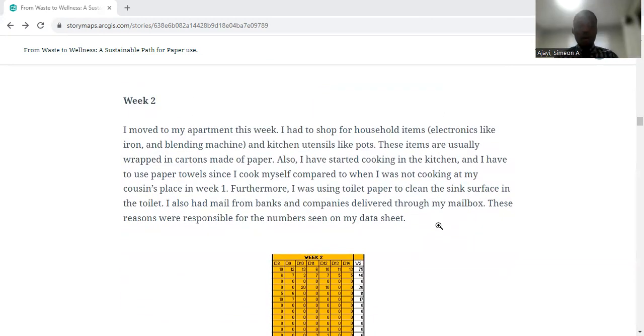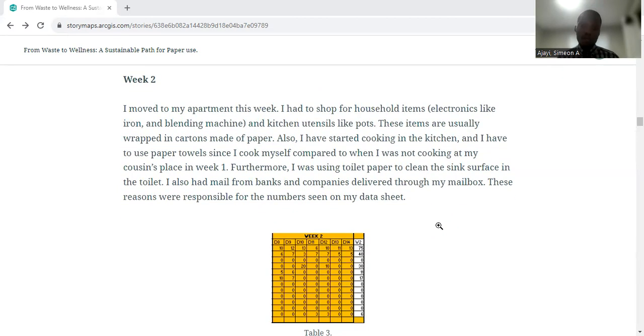In this week, I moved to my apartment. I had to shop for household items, electronics like irons and a blending machine, and kitchen utensils like pots. These items, as we all know, come wrapped in cartons made of paper. Also, I started cooking in the kitchen during this period, and I had to use paper towels since I cook myself, compared to week 1 when I was not cooking at my cousin's place.